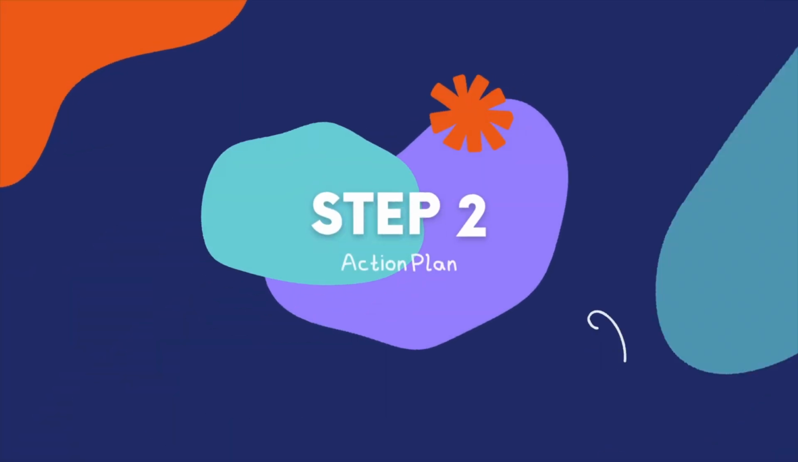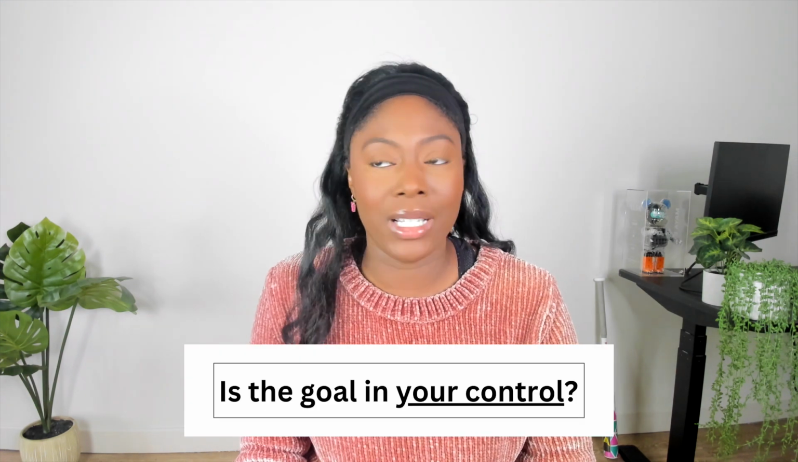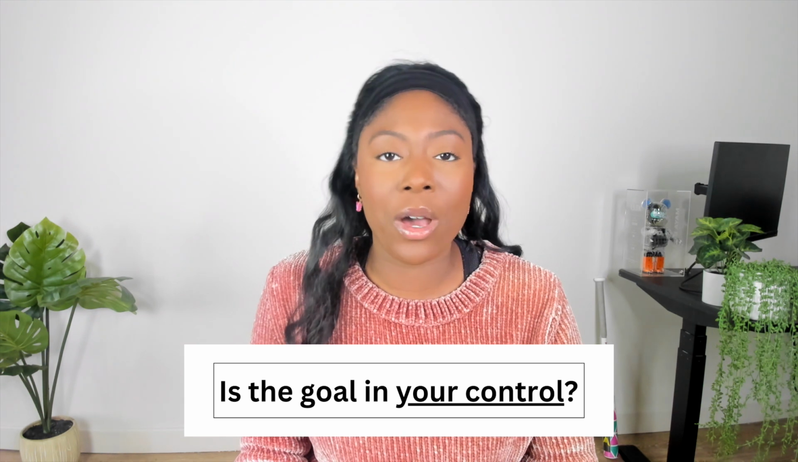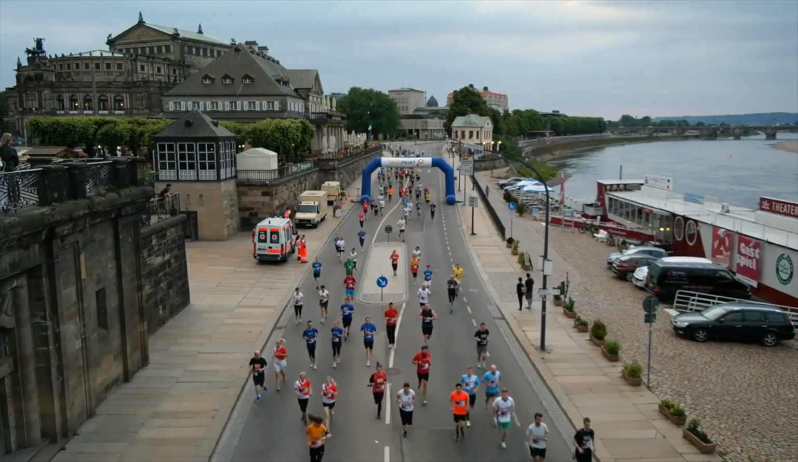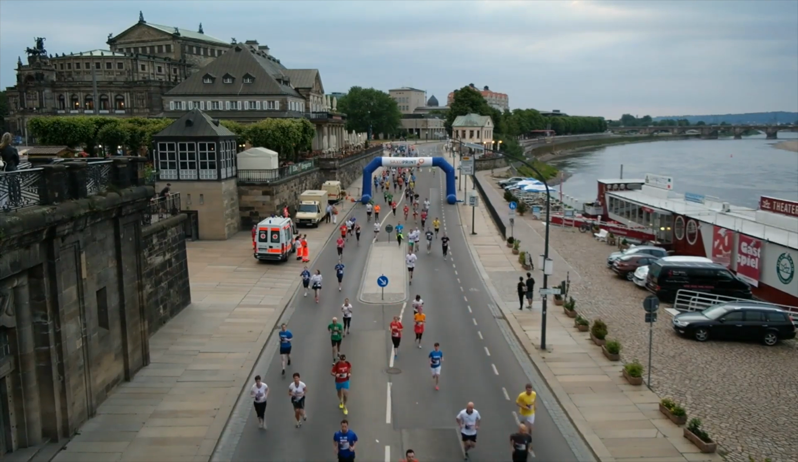Okay, so now step 2 is actually to create the action plan. The very first step is that we have to rephrase our goal to make sure it's a goal that's in our control. For example, the goal might already be in your control. If it's something like run a marathon, great. You can find a marathon yourself, you can train for it, you can show up. That's all in your control. But then it gets more tricky if, let's say, getting a promotion is on your vision board.